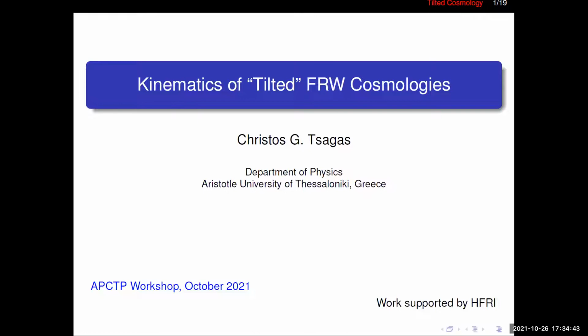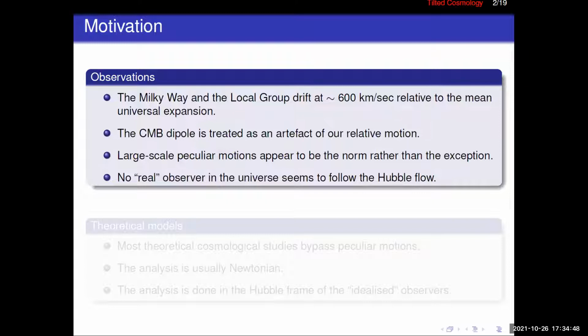So we know that the Milky Way and the local group are moving with respect to what we call the smooth Hubble expansion. We believe that at least some part of the CMB dipole that we see is because of this relative motion. And in general, there have been many observations of large-scale peculiar motions in the universe. So it's probably fair to say that no real observer in the universe follows the Hubble flow, and only fictitious or idealized observers do so.